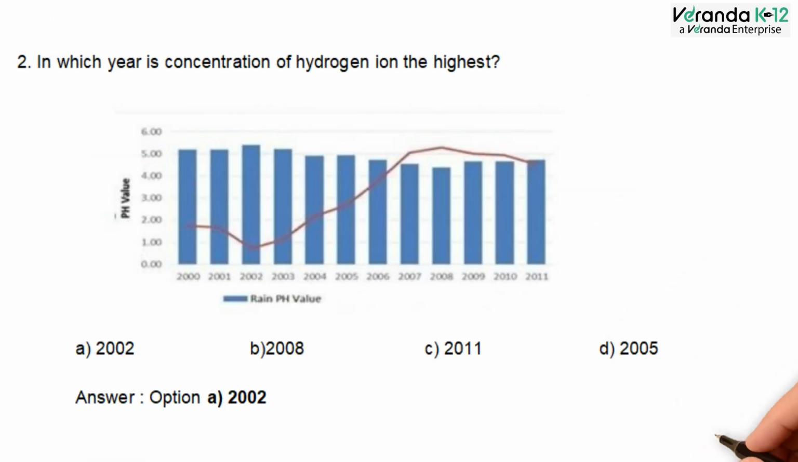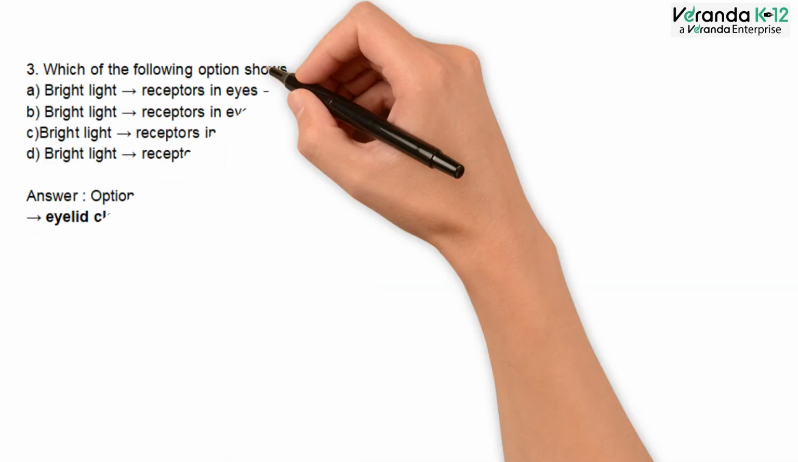Question number 2. In which year is the concentration of hydrogen ion the highest? Answer is option A, 2002. Because in 2002 the pH value is lowest. We know that pH value is inversely proportional to hydrogen ion concentration. So in 2002 the pH value is lowest, so the hydrogen ion concentration will be highest.